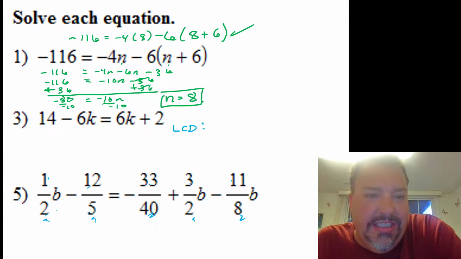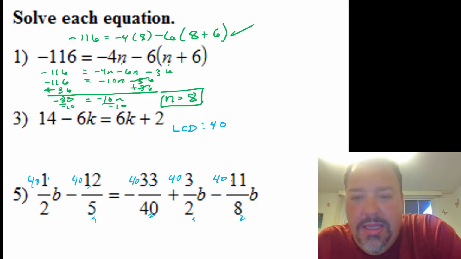So we want to look for the LCD. What is the LCD for 2, 5, 40, 2, and 8? Well, it looks like 40 is going to work. So what I'm going to do is multiply every term here by 40. I'm going to multiply this by 40, this by 40, this by 40, and this by 40. Now, you don't have to do it this way, but it'll make it a lot easier if you're doing it by hand.